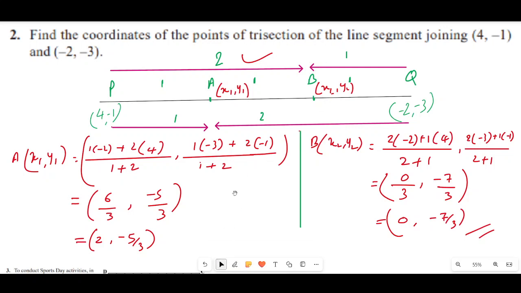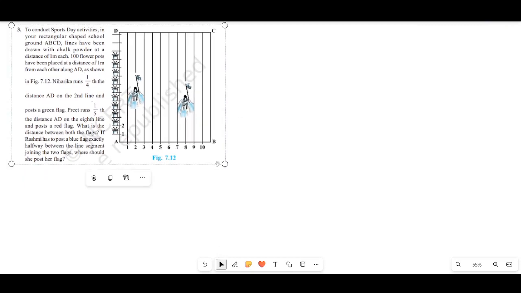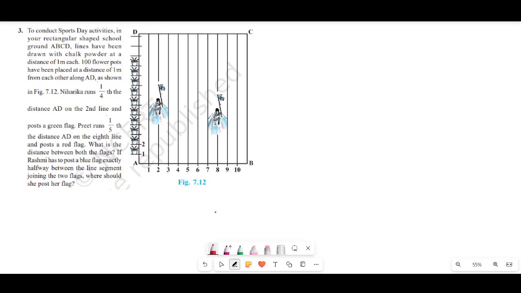Now we will move on to question number 3. This is question number 3. In this question, to conduct sports day activities in your rectangular shaped school ground ABCD, lines have been drawn with chalk powder at a distance of 1 meter each. Clear?